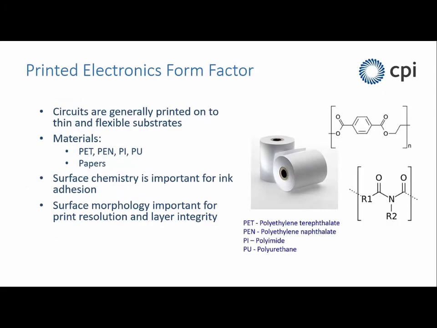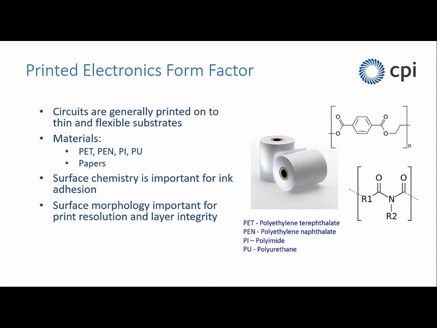So what are these form factors then? The key way that we make these things is to form them onto some sort of substrate. The substrates that we most commonly use are things like PET, PEN, polyamide, polyurethane, and even papers. I'm not a chemist, so I put up the names polyethylene terephthalate and so on just to show that I can use Google. I really don't know anything at all about the structure of the chemistry here.